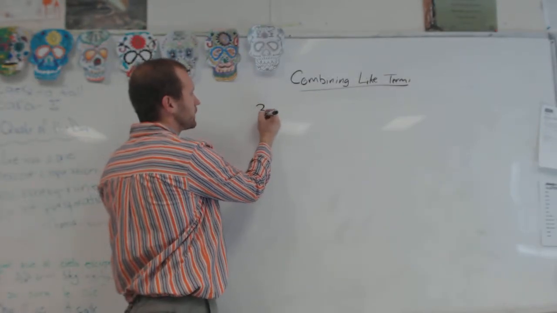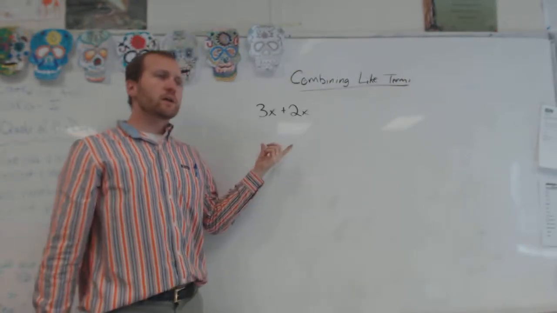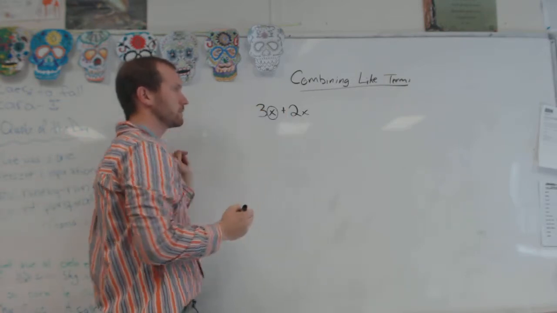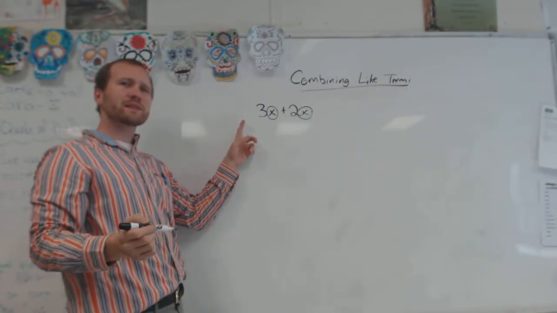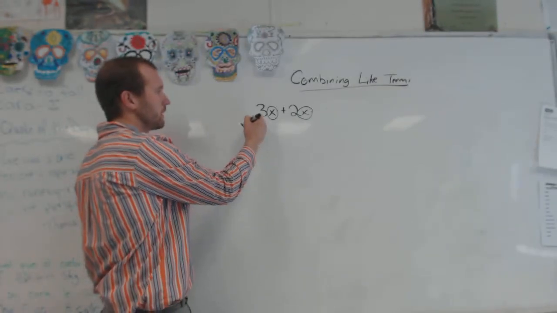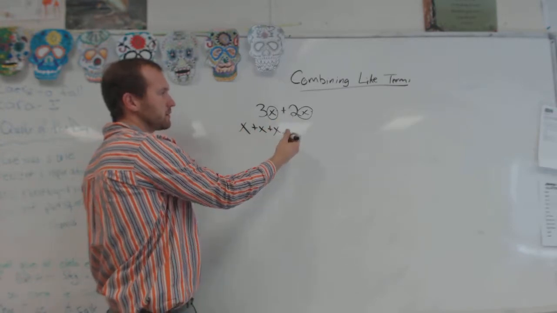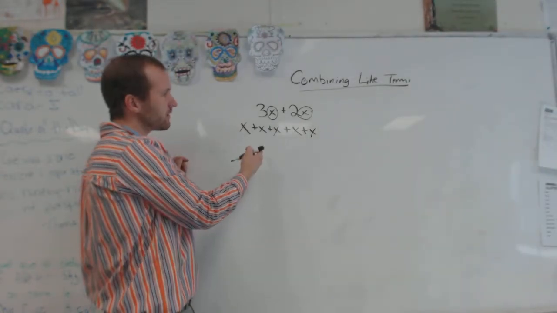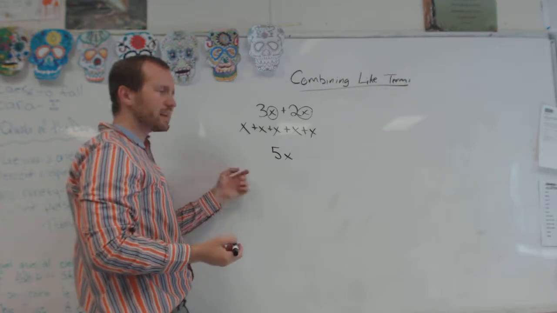So if I had this expression, 3x plus 2x, what I want to notice is that my two terms both have x. This is 3x, and this is 2x. And if we think about what this means, what does 3x actually mean? It means x plus x plus x. That's what 3x means. What does 2x mean? x plus x. So wouldn't there be an easier way to write this? 1, 2, 3, 4, 5x. Isn't that a lot easier than 3x plus 2x?